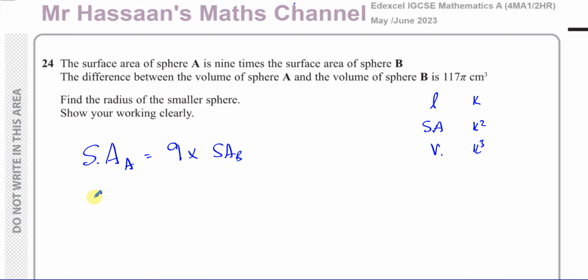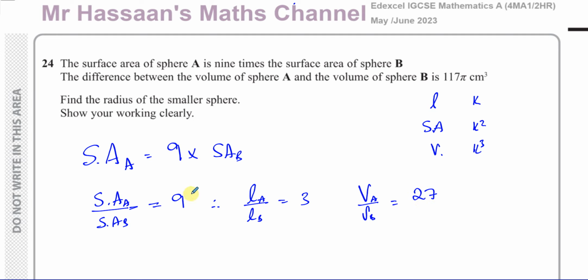In this case, the surface area of A divided by the surface area of B is going to give us 9. The ratio of the surface areas is 9, so that means the ratio of the lengths, the length on shape A divided by the length on shape B, you could say the radius, is going to be the square root of 9, which is 3. And the ratio of the volumes, the volume of shape A divided by the volume of shape B, is going to be 27, the cube of this.